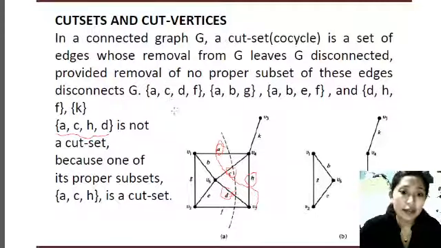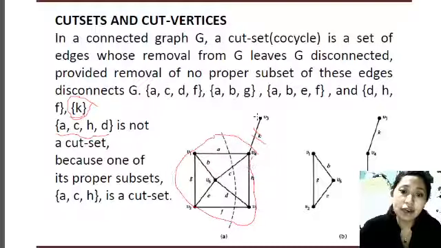Another example: let us say I have a set with edge k. This is again an example of a cut set, because if I remove this particular edge, k, from my given graph, the graph will have this portion on one side and one vertex, v3, on the other side. So again the graph will become disconnected.